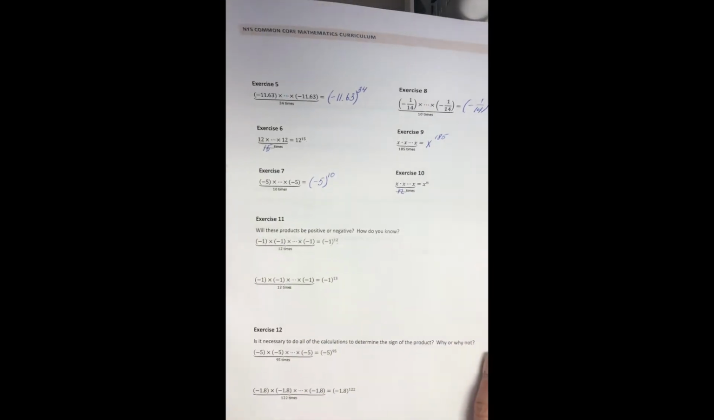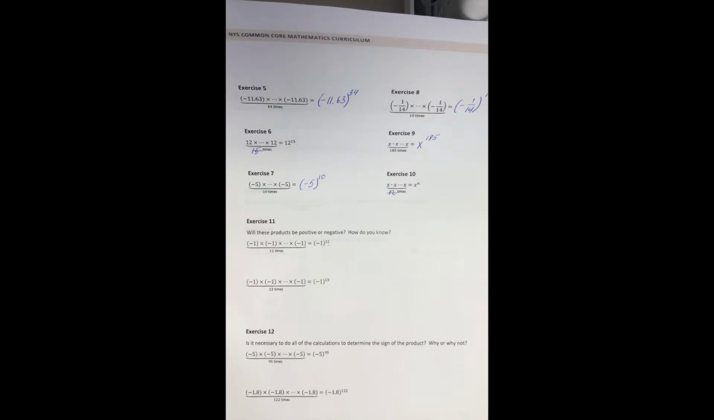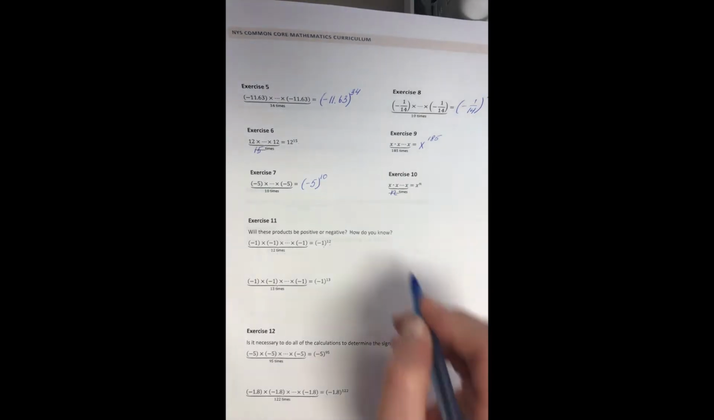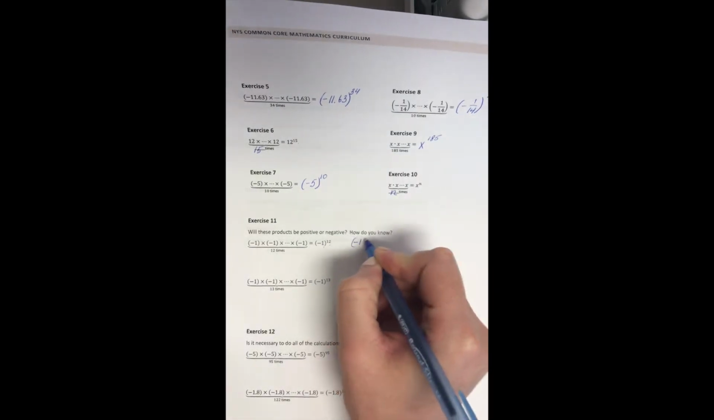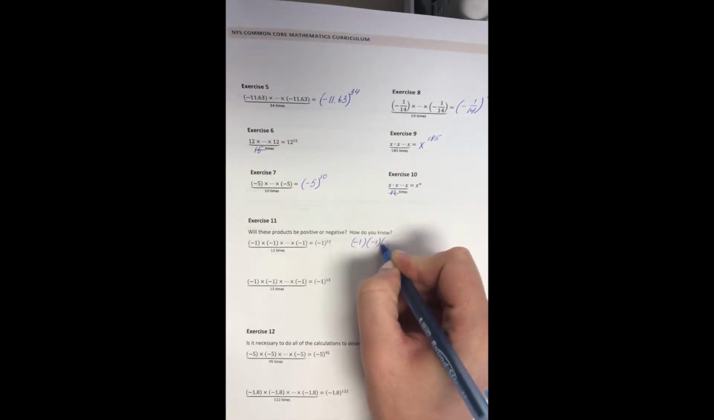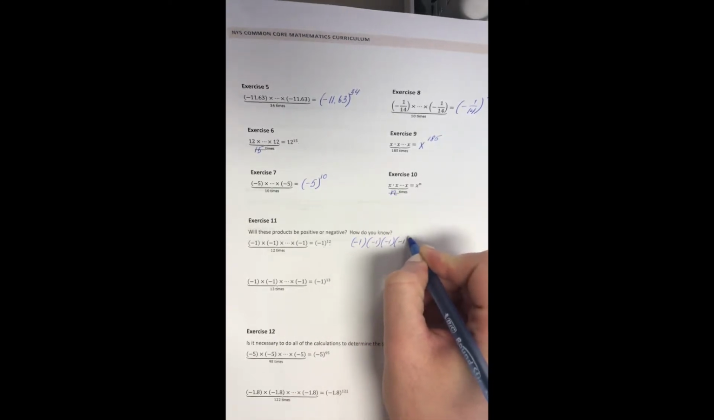Exercise 11. So this one is a little bit tricky. It's negative 1 taken by itself 12 times, which makes it (-1) to the 12th power. Do you think this product is positive or negative? And how do you know? So let's break it down. I would hate writing negative 1 12 times, but that's what I'm going to do. So negative 1 times negative 1 times negative 1.